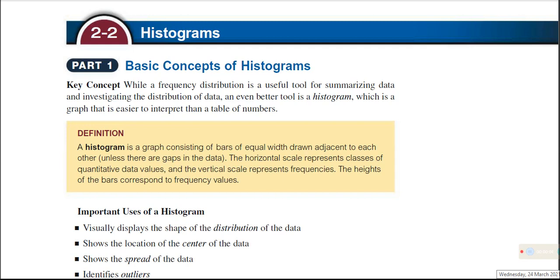Welcome back. And now we are in the second topic under chapter 2, histograms. So, part 1, basic concepts of histograms. Key concept: while a frequency distribution is a useful tool for summarizing data and investigating the distribution of data, an even better tool is a histogram, which is a graph that is easier to interpret than a table of numbers.